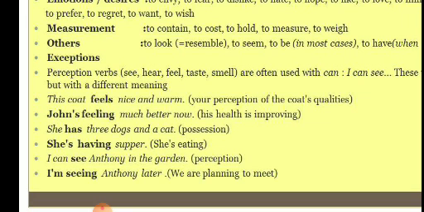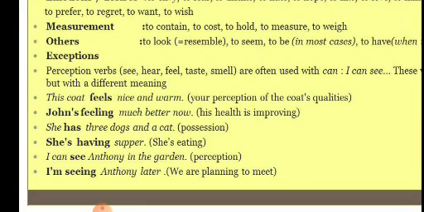She has 3 dogs and a cat. So it denotes a possession. In such a case, we are not supposed to use ing. But see the next example. She is having supper. That is, she is eating.